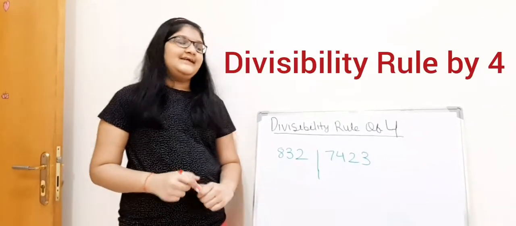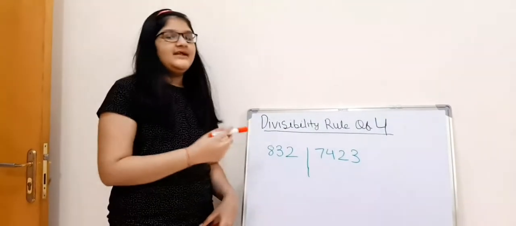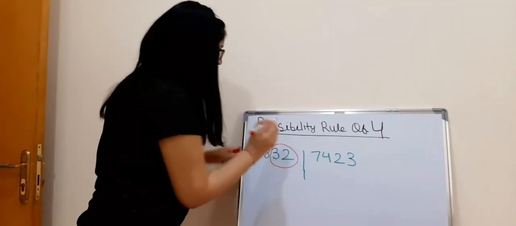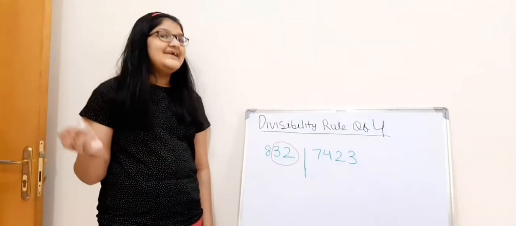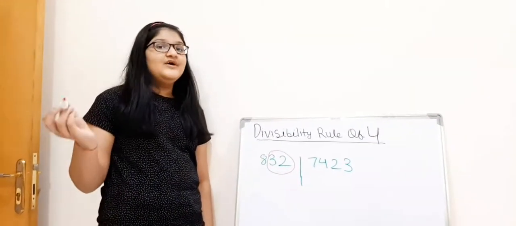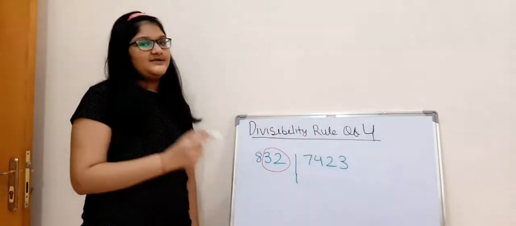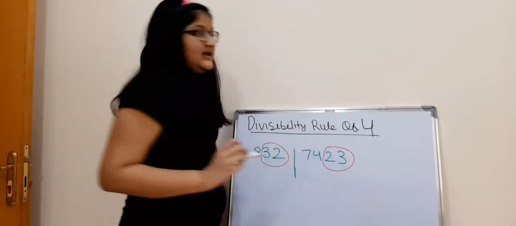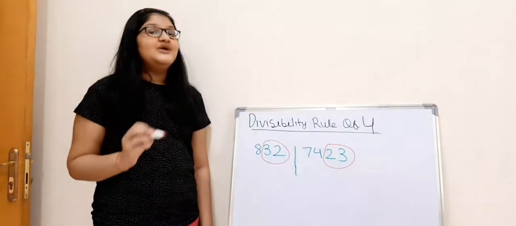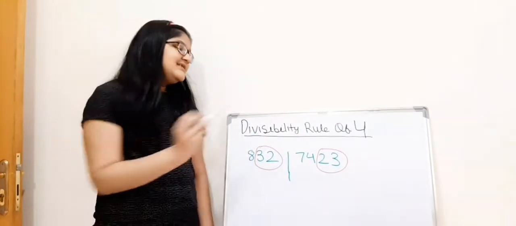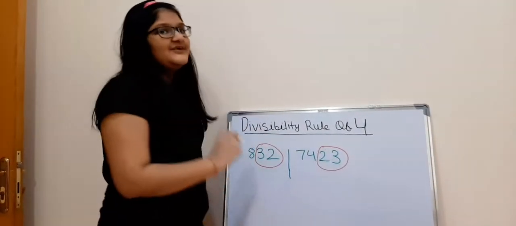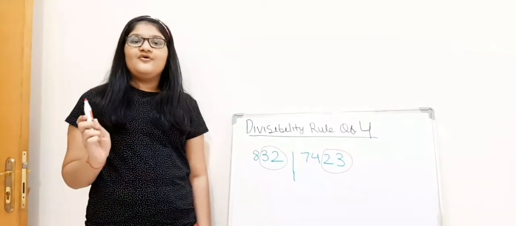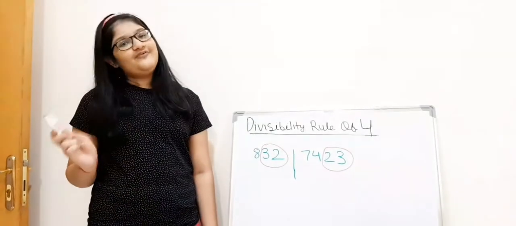So now, let's see the divisibility rule of 4. In the divisibility rule of 4, you have to just look at the last two digits. The last two digits are 32. Now, is 32 divisible by 4? Yes, 32 is divisible by 4. So, 832 is also divisible by 4. Let's see the next number. The last two digits are 23. Now, is 23 divisible by 4? No, 23 is not divisible by 4. Then 7423 is also not divisible by 4. So, what is the rule? If the last two digits are divisible by 4, then the number is also divisible by 4.